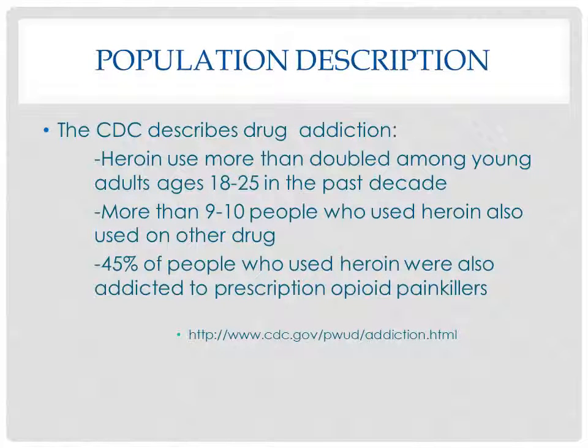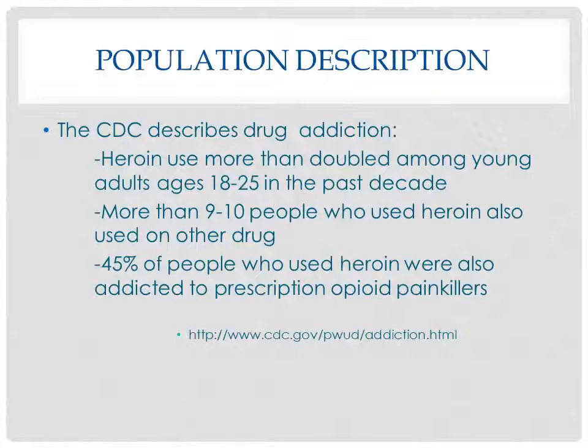So, population description. I thought there was no better way to describe a population than having the CDC's reference. So the CDC describes drug addiction in numerous ways, but they also provided some pretty startling facts on their website, and I just figured I'd share it with everybody because it does kind of describe how addiction, especially heroin, is taking over our country, just sweeping through. Heroin use more than doubled among young adults ages 18 to 25 in the past decade, which is startling because you don't want to believe that, but it's getting younger and younger that kids are getting sucked into addiction, drug abuse.